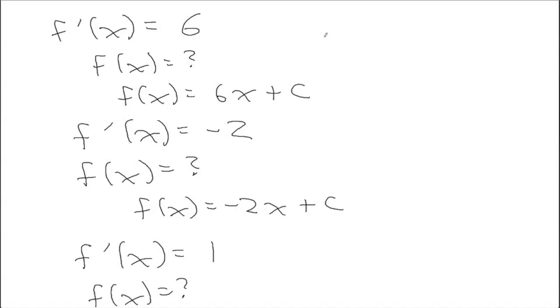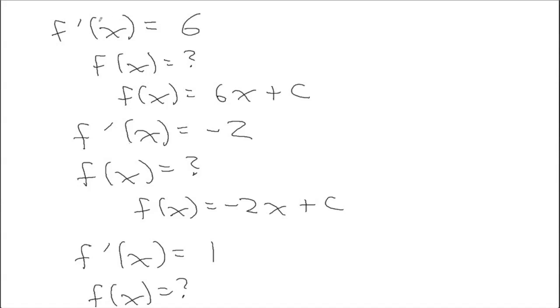Okay, so if f prime of x equals 6, the derivative equals 6, so the slope of the tangent line to the function f is going to be positive, so it's going to be upwards and fairly steep. What will be the slope of that tangent line?